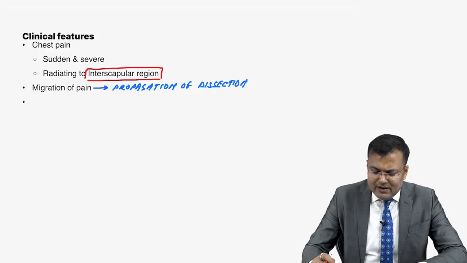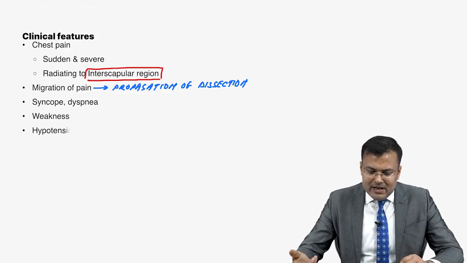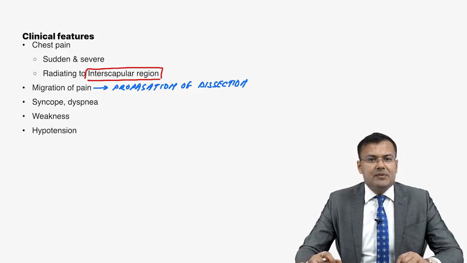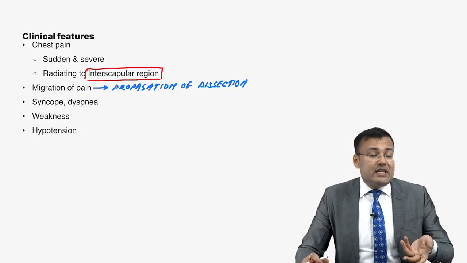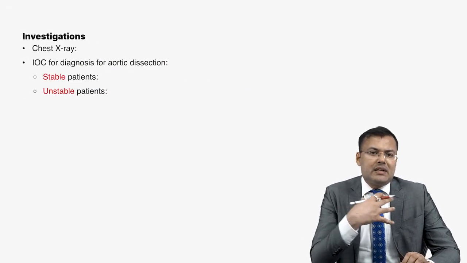Apart from that, the patient will be having syncope, dyspnea, weakness, and it leads to hypotension or shock. So these are the clinical manifestations. We discussed that since the part of the aorta located in the thorax, mainly the thoracic aorta, is involved, the symptoms are related to the thorax.